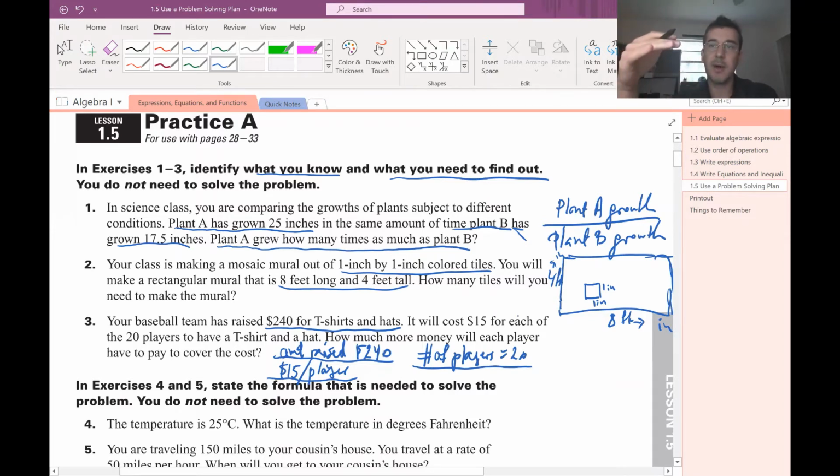So $60 divided by 20, you have to split that money among 20 players to find out how much each player has to chip in. $60 divided by 20 players is $3. So that's the answer: $3 each player has to chip in. But we don't have to solve the problem.